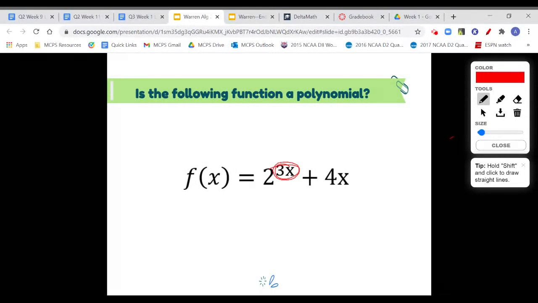So because x could be a variety of different options, the variable is in the exponent. That means that this is not a polynomial. If a variable is in the exponent, that is an exponential.